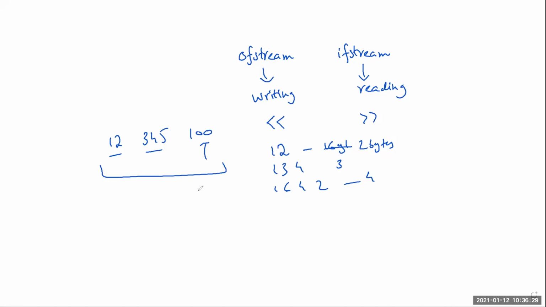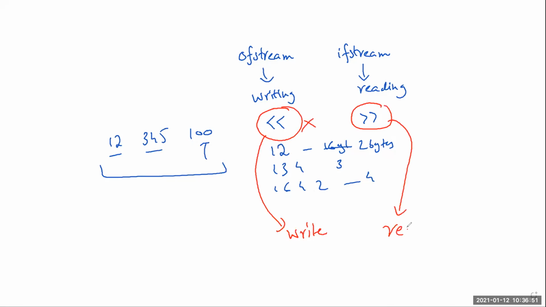Let me do a concrete example. What we said last time is that instead of using these operators, now we'll be replacing them by two member functions. Instead of this, we have a function in the ofstream class which is called the write function. So you will not be using this operator now, you'll be using the write function. Similarly, for this, we'll be using the read function.